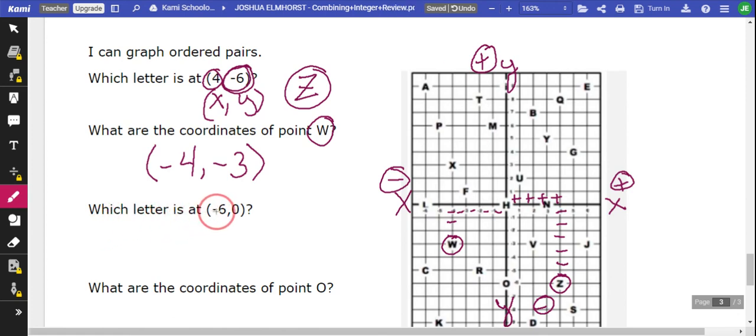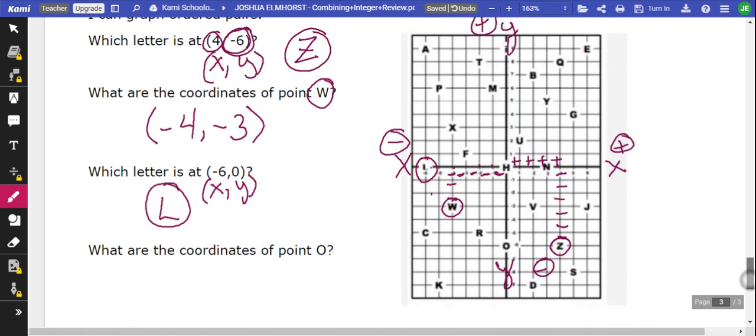Which letter is at -6, 0? So first we have x and then y. So we're going to go 1, 2, 3, 4, 1, 2, 3, 4, 5, 6, -6, and then 0. 0 means we don't go up or down. So what letter is located at -6, 0? Let's see. What's located there? Oh, L. Letter L. That looks like it's right here. Letter L.